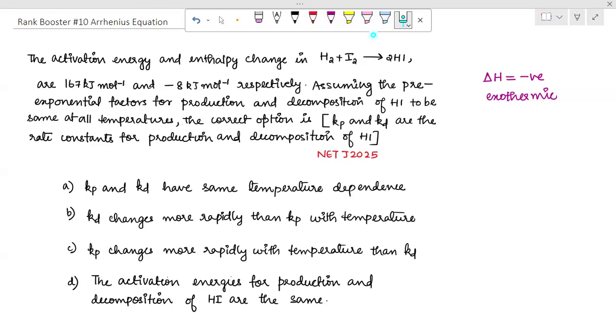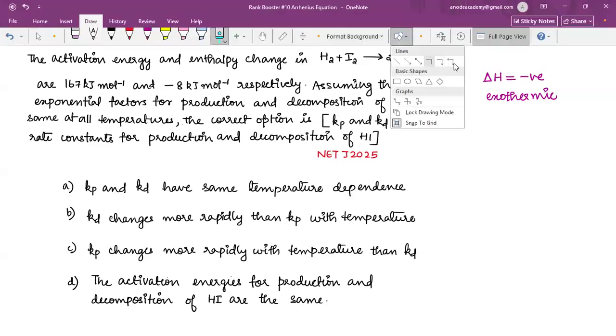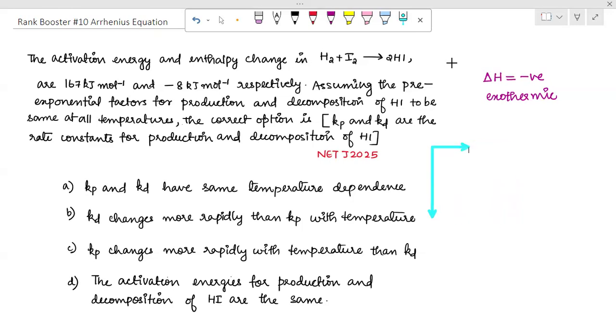So the options say that Kp and Kd have the same temperature dependence; Kd changes more rapidly than Kp; Kp changes more rapidly with temperature than Kd; and the activation energies for the production and the decomposition of HI are the same. Okay, so this is actually not a numerical question. It is a concept-based question. So if the process is exothermic, what can we write?